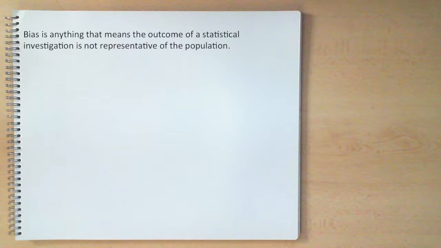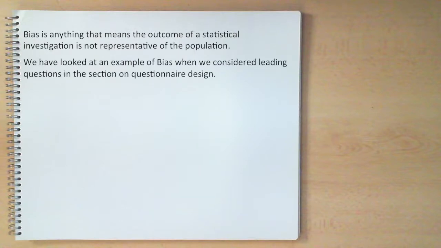We need to make sure that we understand what we mean by the word bias when we're talking about statistics. Bias is anything that means that the outcome of a statistical investigation is not representative of the population. We've looked at some examples of bias when we considered leading questions in the section on questionnaire design. Another typical example of how bias is introduced is through inappropriate sampling.